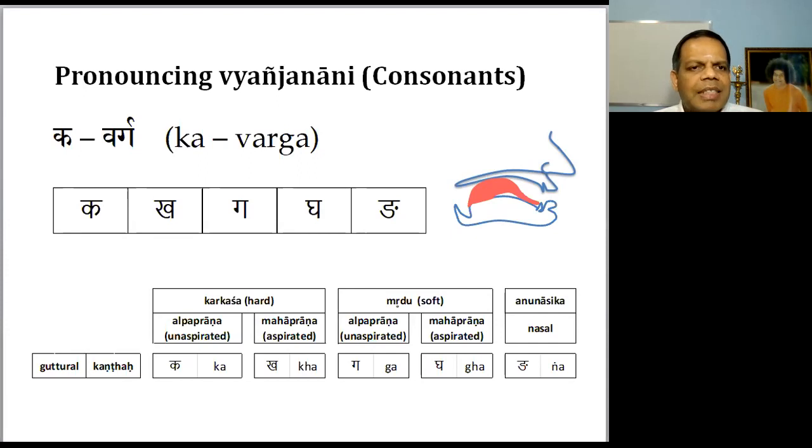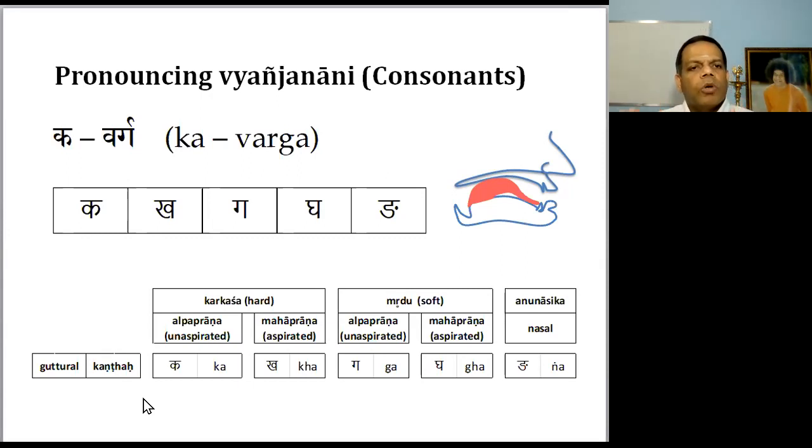So the first one is Ka, which is produced at the back of the mouth. So the way it works is, I have written here, I think if you have printed out the pages I had given, you'll be having it handy. So the Ka is produced at, it's called guttural or Kanta. Okay, that means it's produced in the throat.